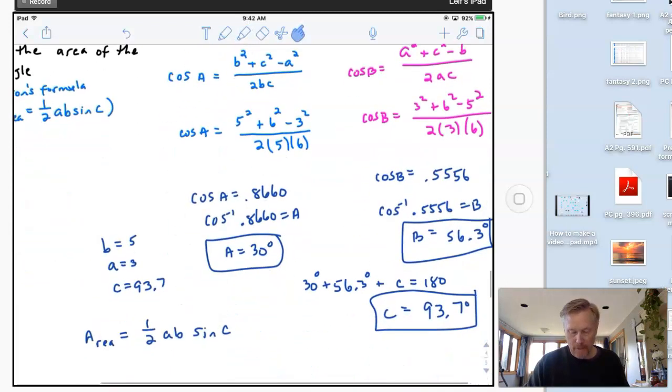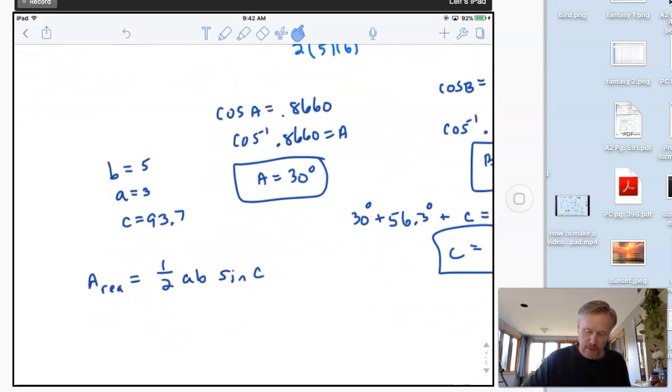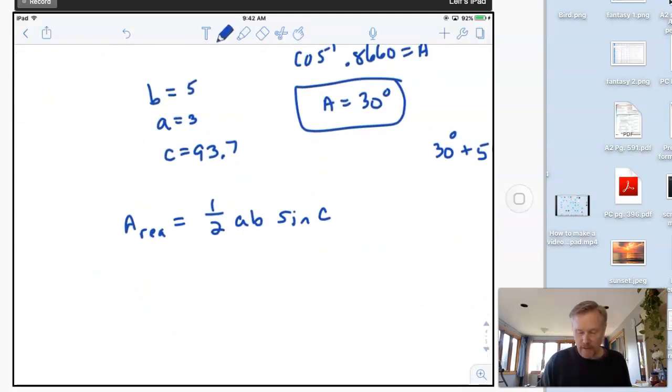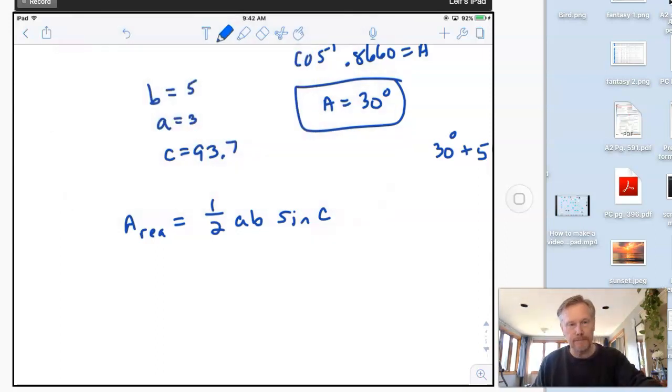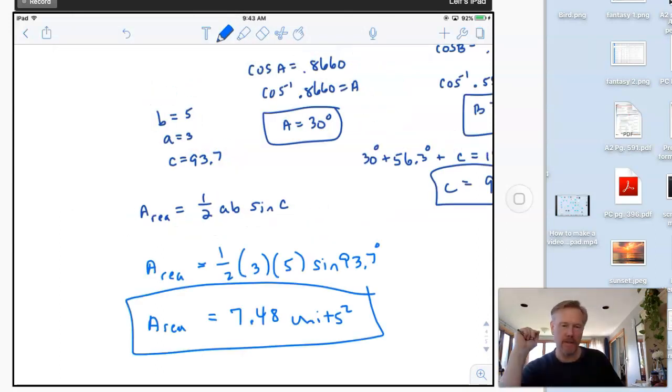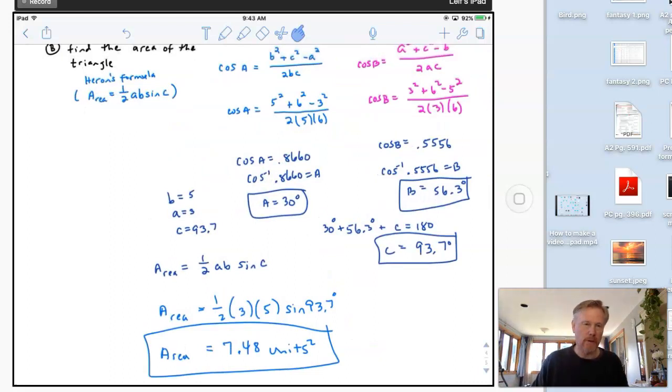So I know that the angle C is 93.7. I know that side B is 5 and A is 3. So when I plug those values in, we'll see what we get. So when I punch that into my calculator, I'm getting 7.48. It doesn't tell me whether it's inches, feet, or miles, so I'll just say units squared since it's area. And that's the answer. That's how you find the area of that triangle, right? With that, it's called Heron's formula.